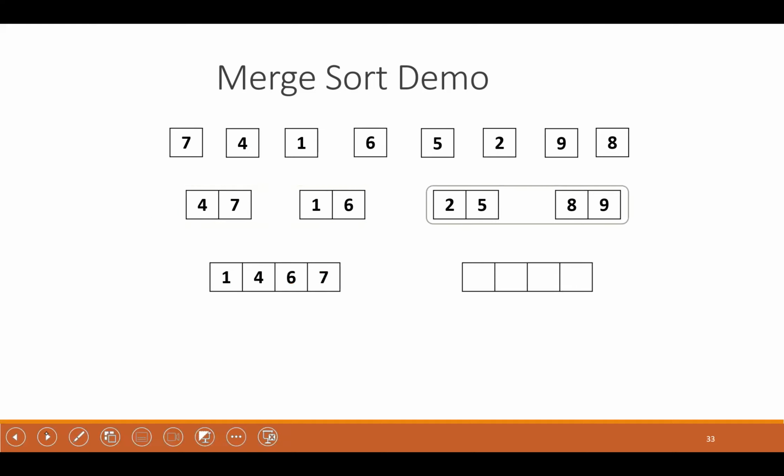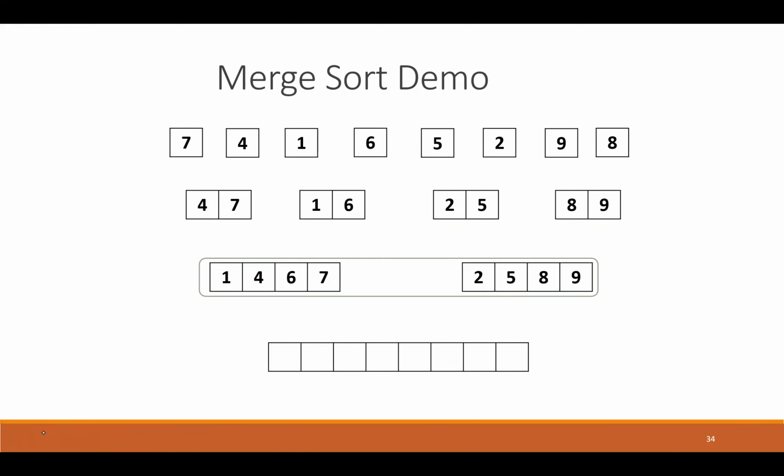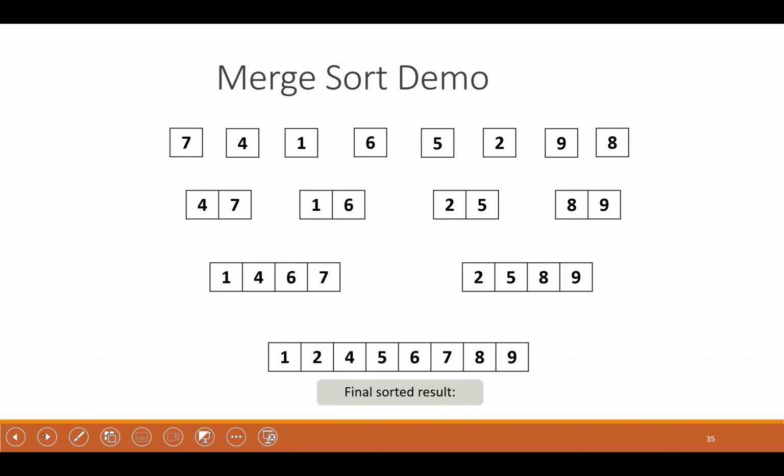Okay. And then the same over here, right? 2 and 5 are both less than 8, and then 8 and 9. And then finally, I get my final merge step with my 2 sorted sublists. I merge them together and I get a final sorted result. Okay, so that's how Mergesort works. Questions?